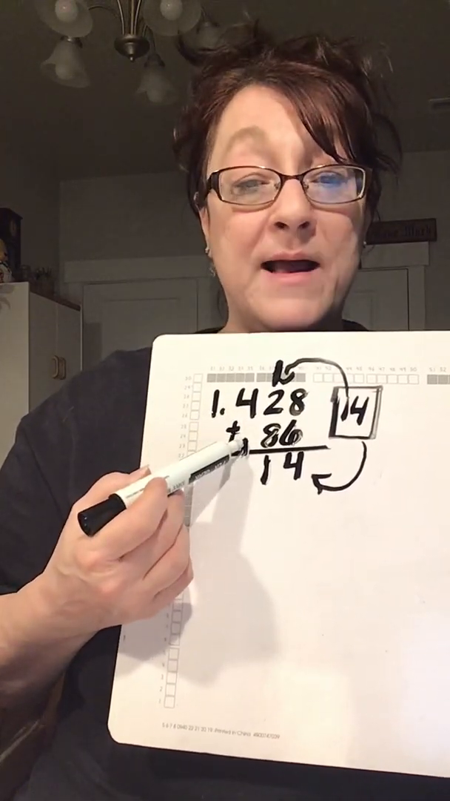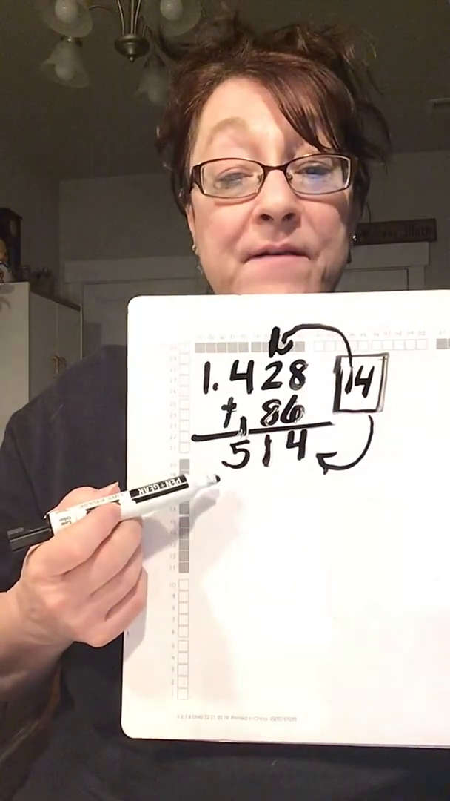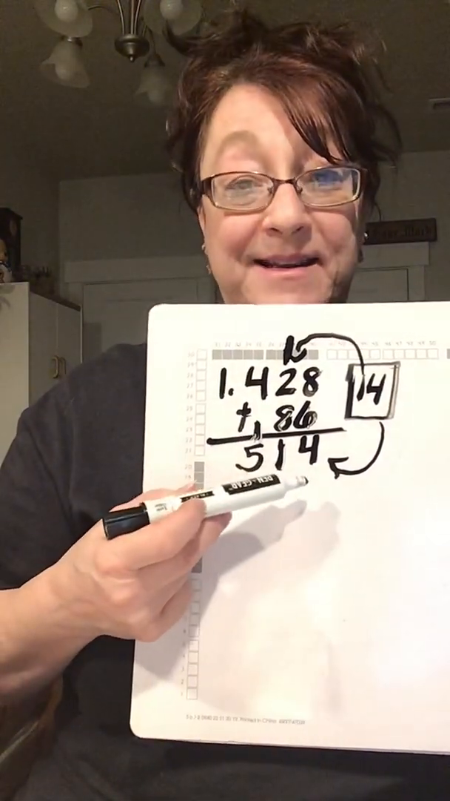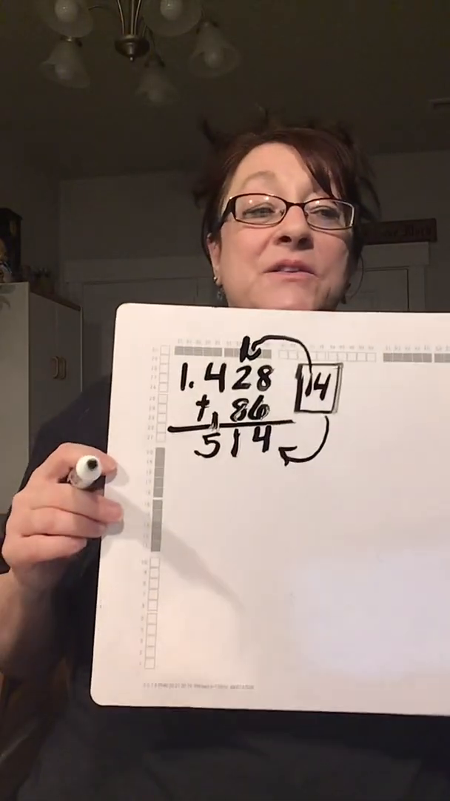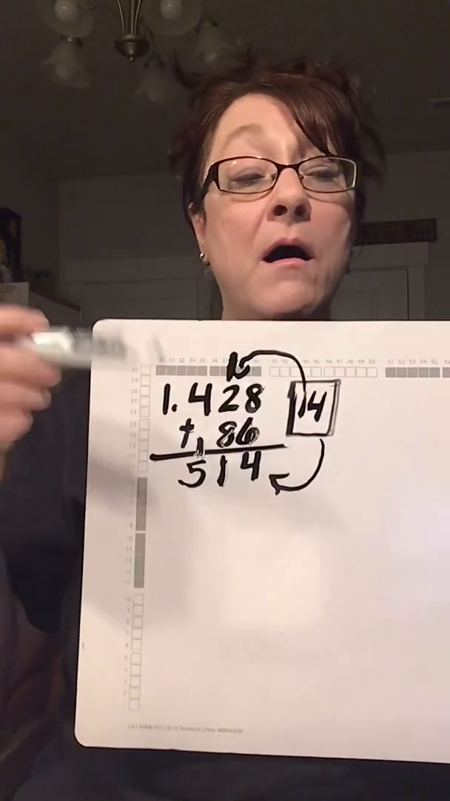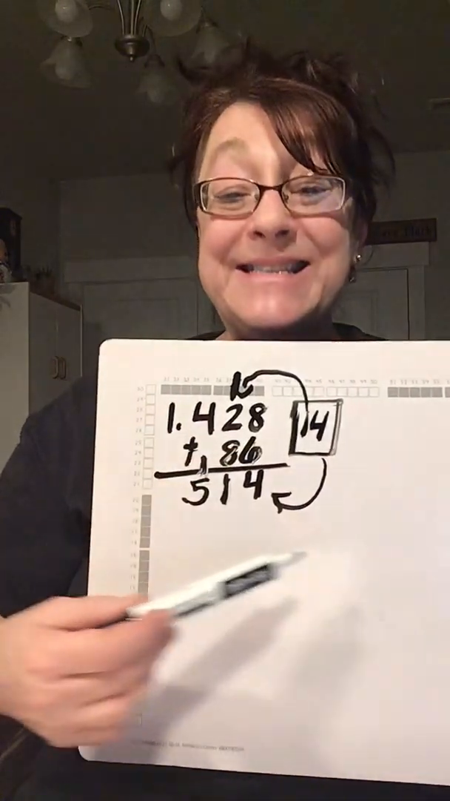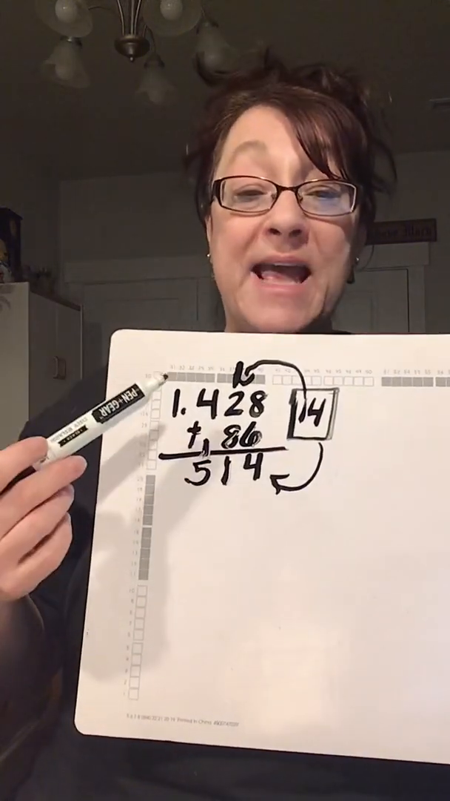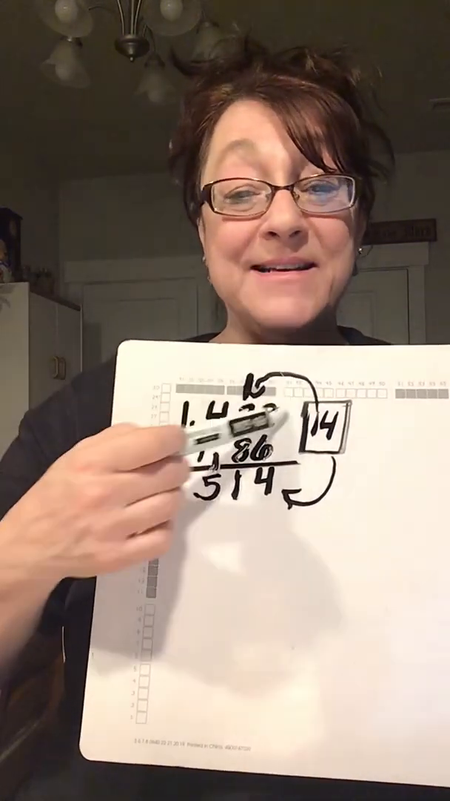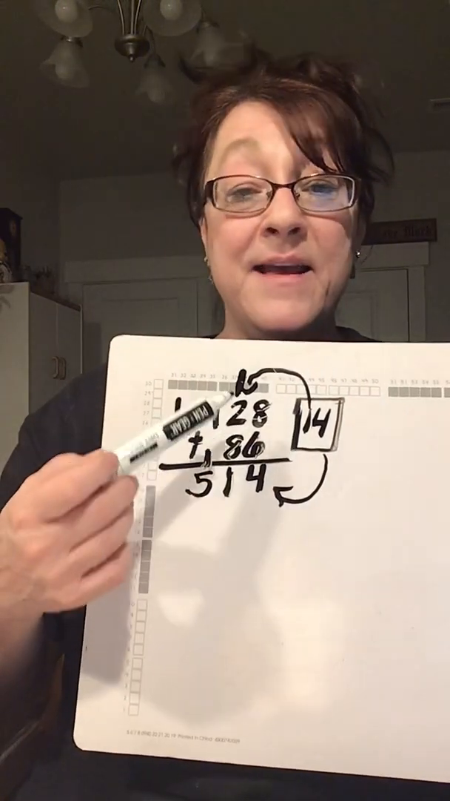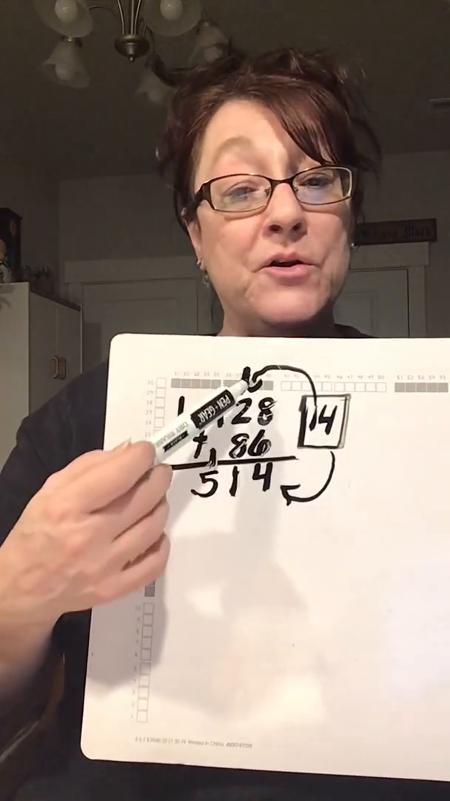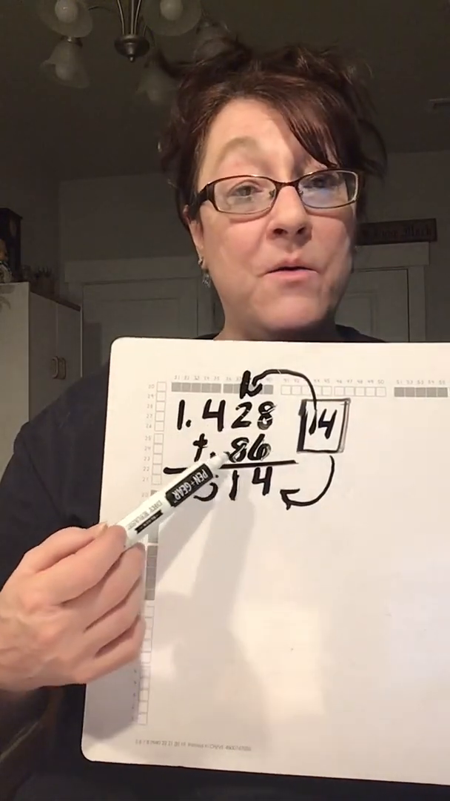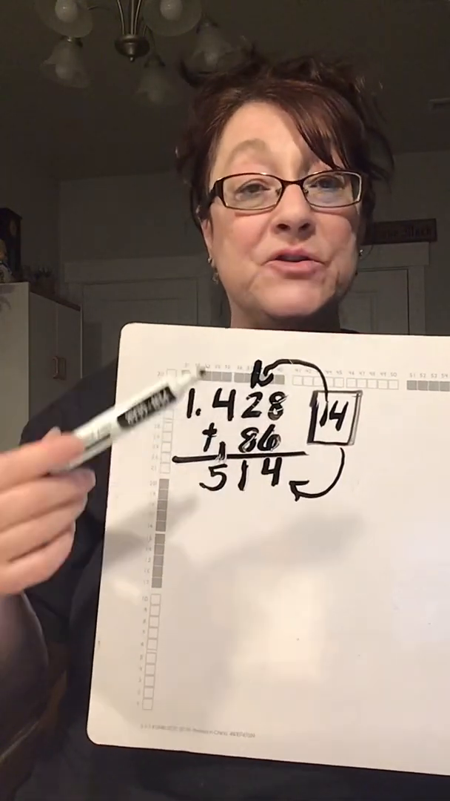4 plus 1 is 5. So my answer is altogether 514. That is my answer. So remember, on all of these problems, I need to see all of this information. If you need to make a new 10, I need to see that. I need to see that you made a new 10, that you put either new groups above or new groups below. I want to see where you added that extra number.